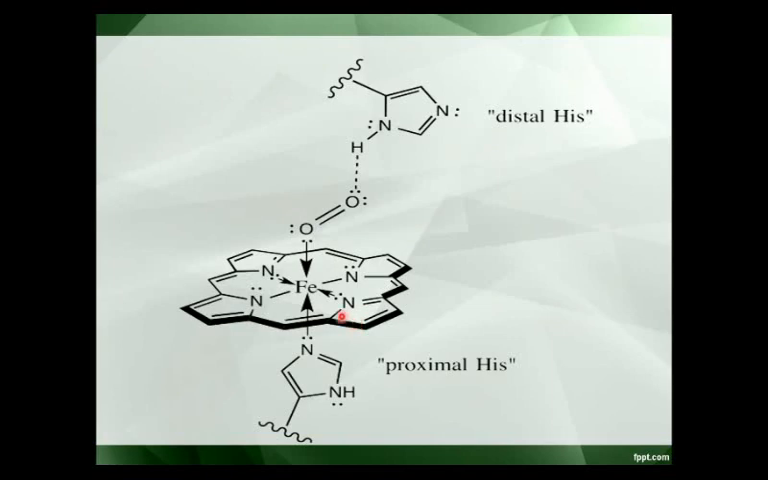Here is a very good diagram you can see. This is the distal histidine. It is attached to the protein chain, and this distal histidine is attached to the oxygen atom, whereas the proximal histidine is attached to the iron atom.